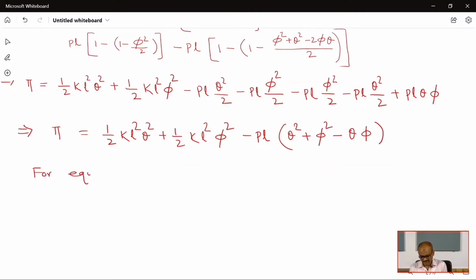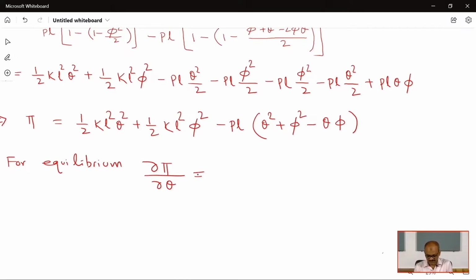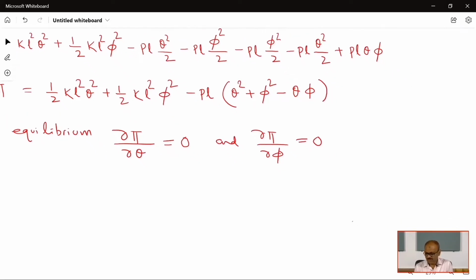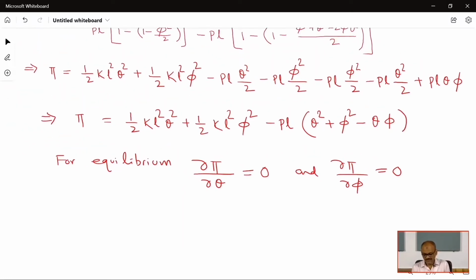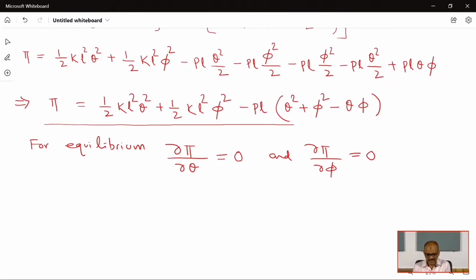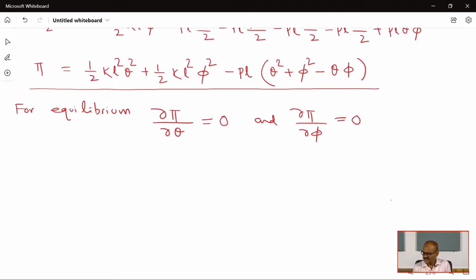For equilibrium, the first variation of the total potential energy, del pi by del theta into del theta, I am not writing here; del theta cannot be 0, so del pi by del theta is equal to 0. Similarly, del pi by del phi is equal to 0. So this is the condition for equilibrium. If we differentiate this expression pi with respect to theta once and with respect to phi once, we will get the expression like this.